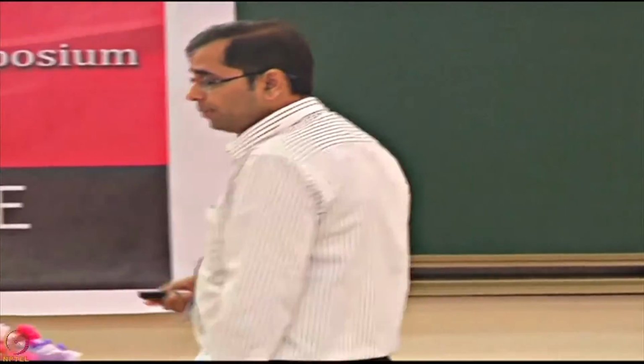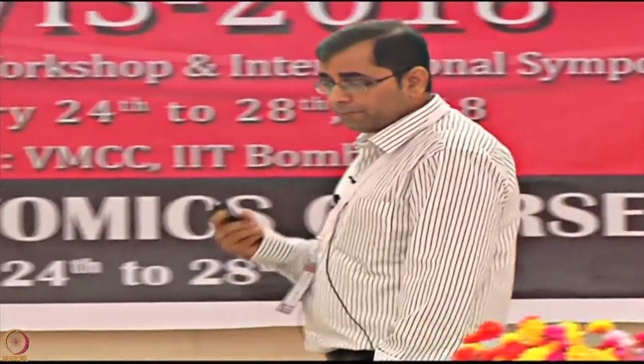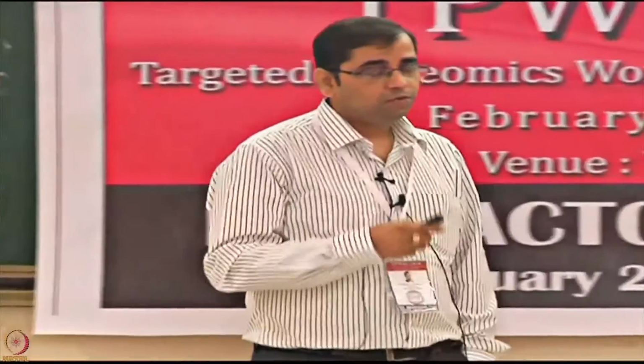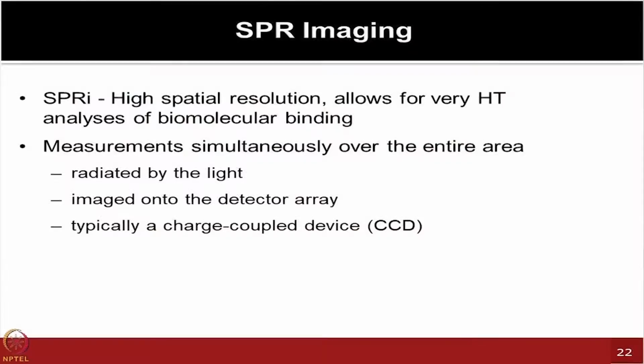So, SPRI, SPR Imaging, is one of the high spatial resolution platforms which allows for high throughput analysis of various types of biomolecular binding interactions which you want to measure. Here the intention is that you are using an imaging platform. So, imagine that you had the gold chip which you are using for SPR, but in SPR gold chips you have a very small region where the gold part is there.